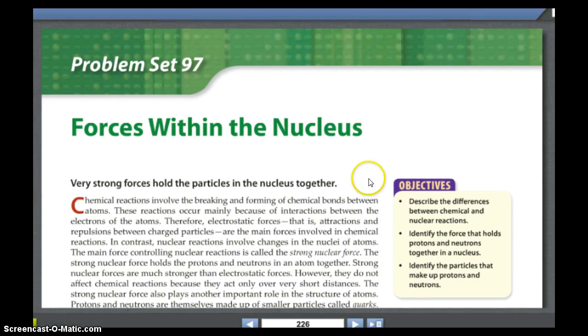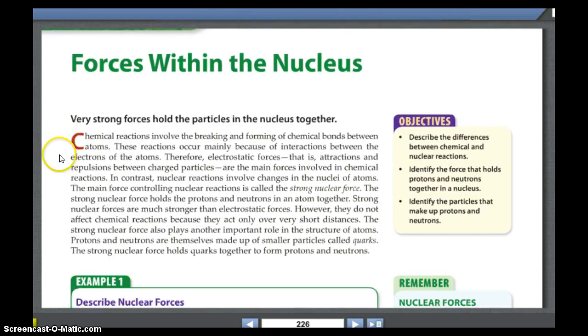Forces within the nucleus. So the objectives: describe the differences between chemical and nuclear reactions, identify the force that holds protons and neutrons together in a nucleus, identify the particles that make up protons and neutrons. Very strong forces hold particles in the nucleus together. Chemical reactions involve the breaking and forming of chemical bonds between atoms.